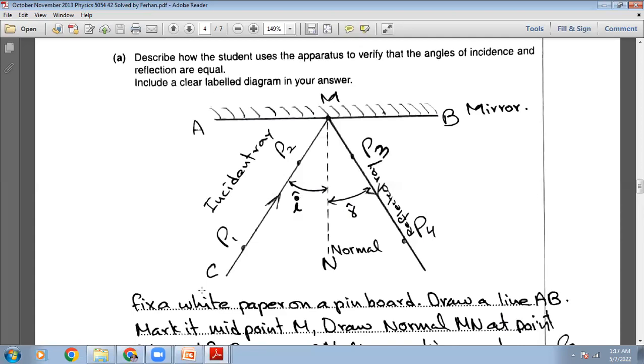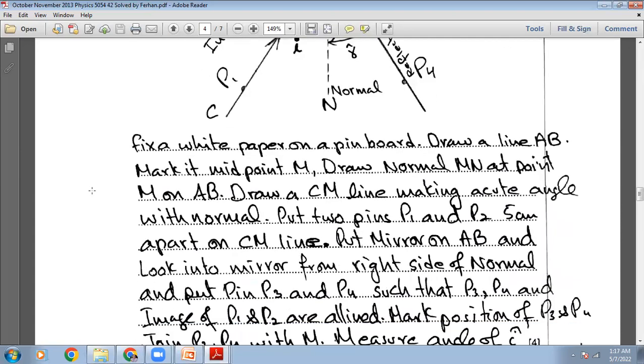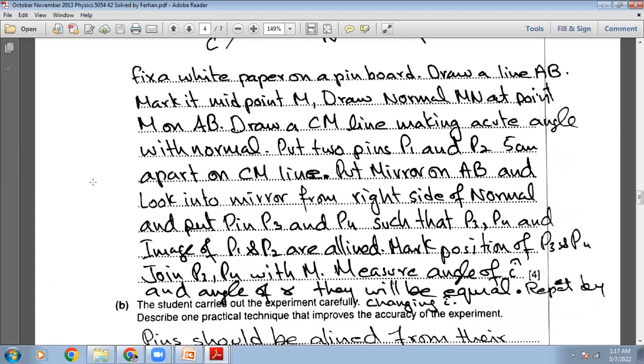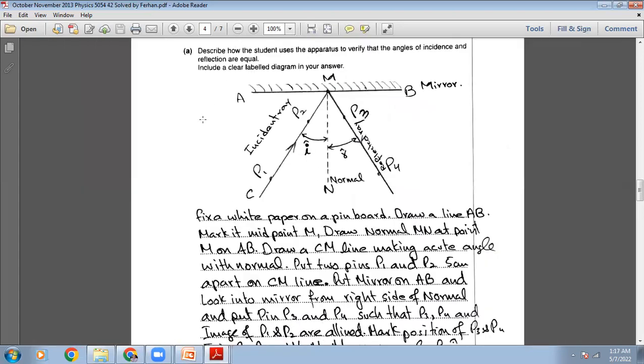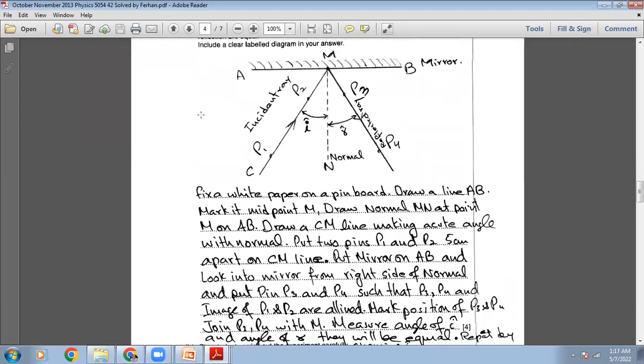Then you can do the same procedure again, but this time increase the angle of incidence a little bit, and you will get the angle of incidence and angle of reflection again, and they will be equal. I hope you have understood what I have written. Okay, so let me read it.